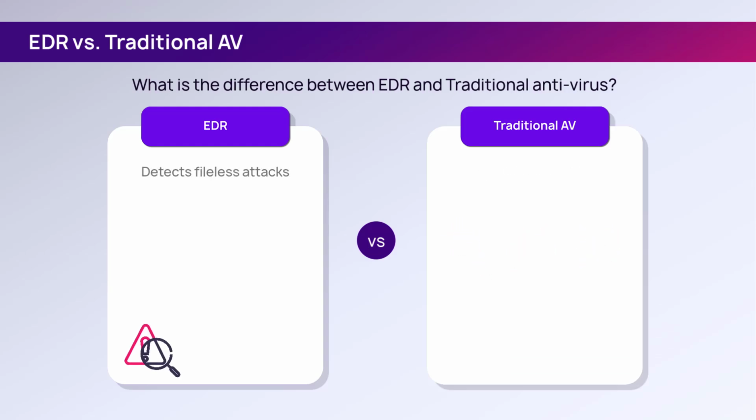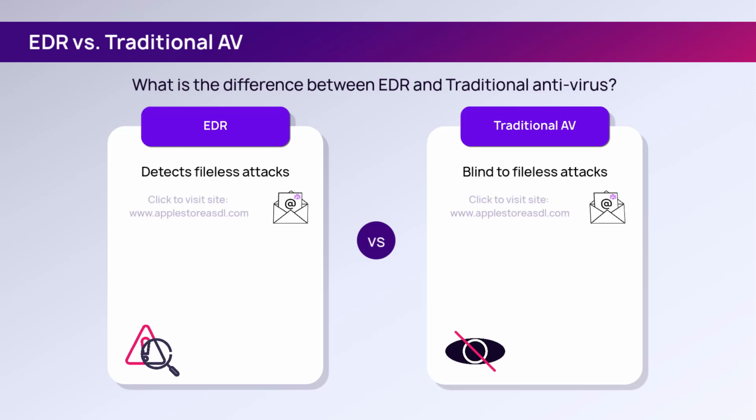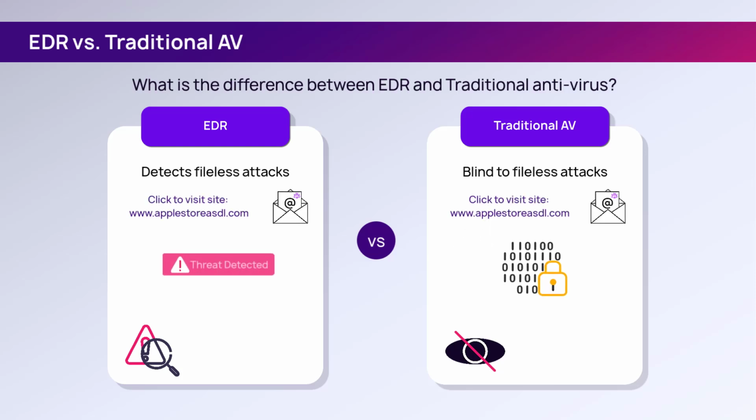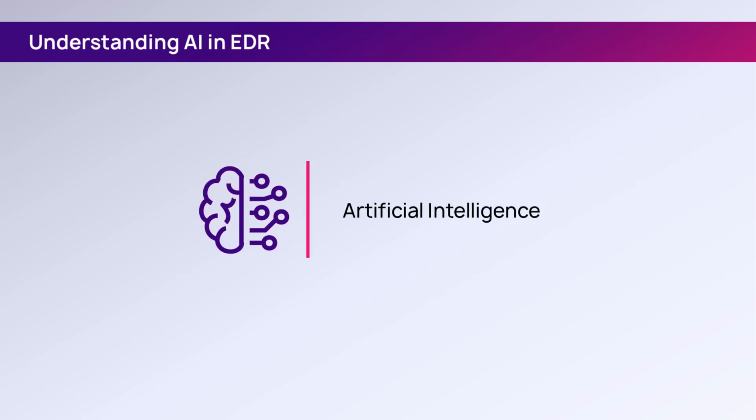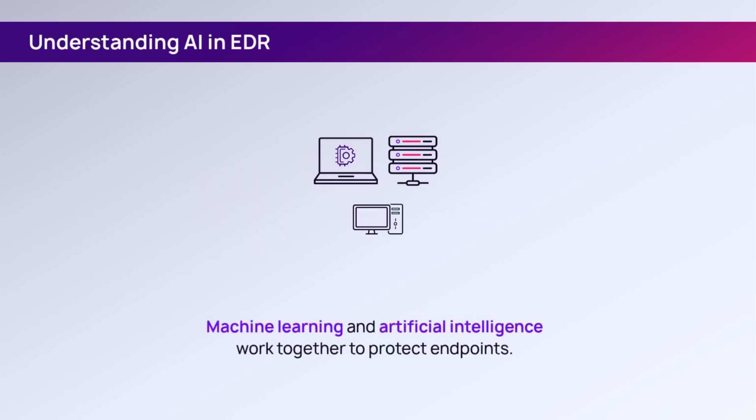Lastly, EDR detects fileless attacks unlike traditional antivirus. For instance, traditional antivirus would not be able to detect a threat when clicking on a malicious link since these links do not have an identifiable signature or code. Understanding how both work together to detect malicious activity is essential to realizing EDR's full potential for the greatest level of protection for all endpoints.